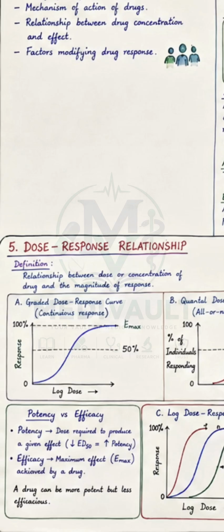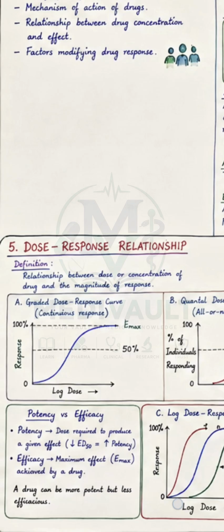When you have less strength and you can achieve the 50%, it means the drug is more potent. And if you have more strength and the drug reaches 50% and takes very much time, it means that the drug is less potent. Okay. And the next thing is efficacy.